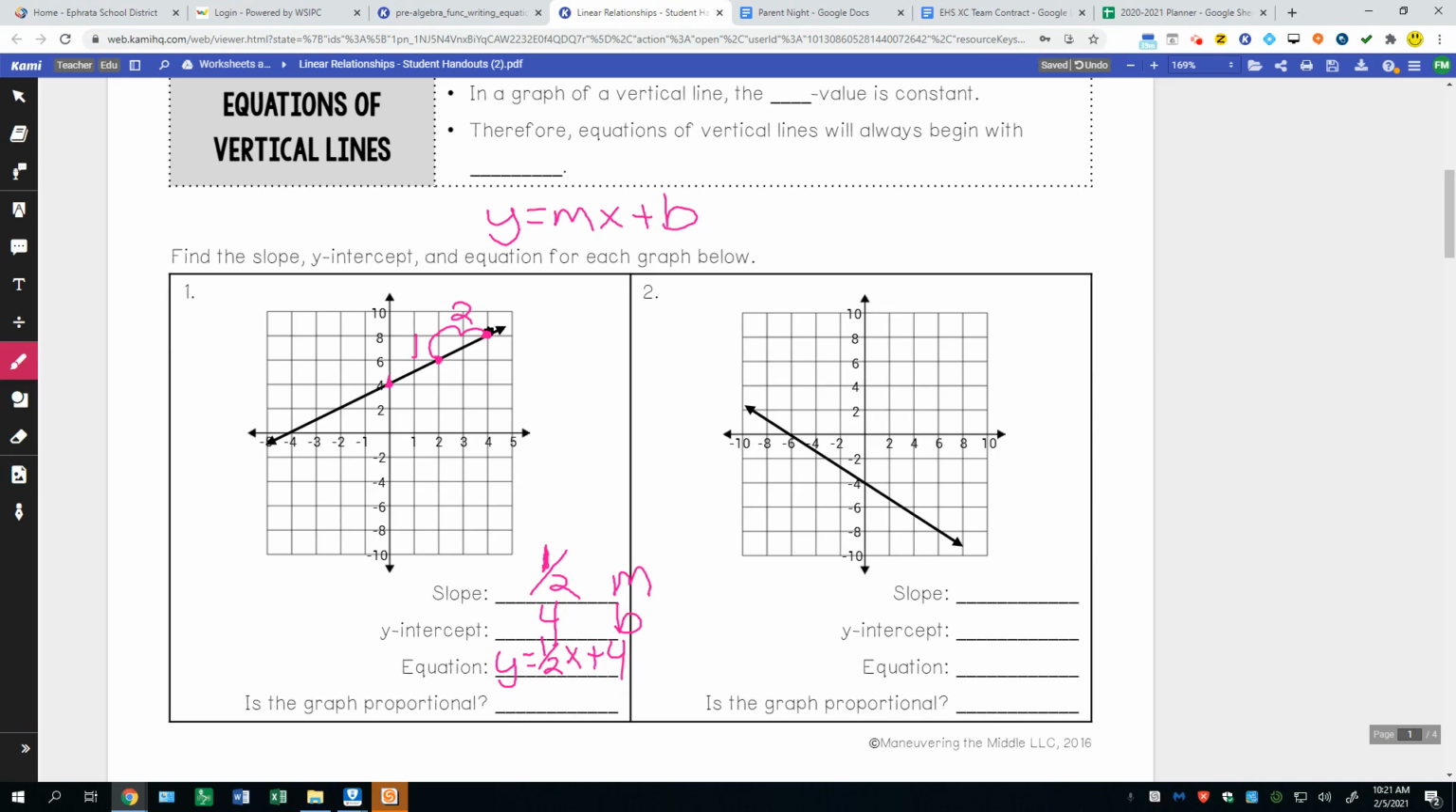Okay? And as I look at that equation, I should be able to look and go, I have a line that has a positive slope of 1/2. We see that repeated over and over and over again. And it has a y-intercept of 4, which is what we see right there.